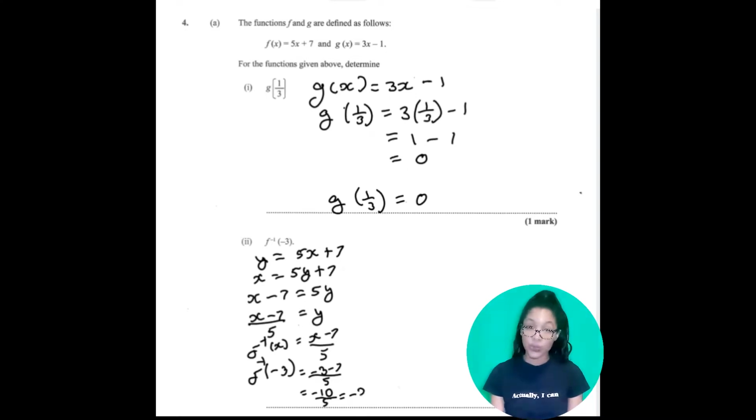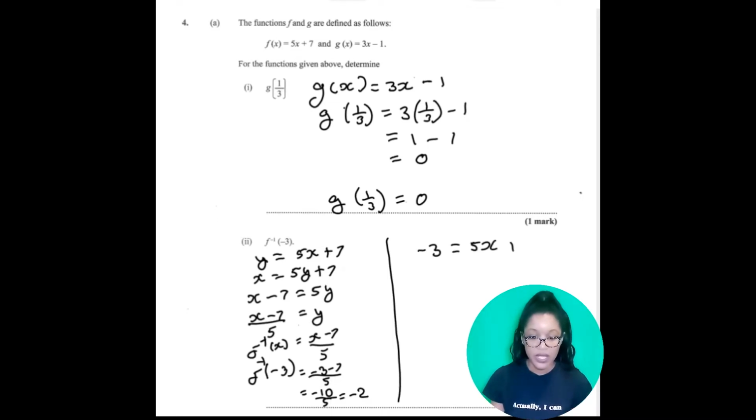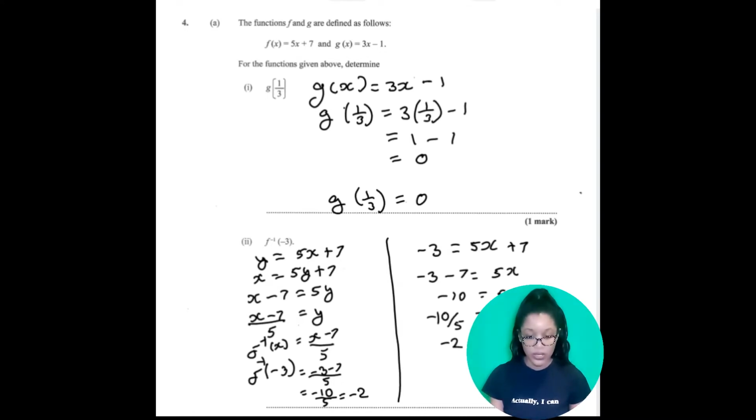There's another way to do this. We just put -3 equal to f of x, so we put the function equal to -3. So 5x plus 7 equal to -3. Make x the subject of the formula, so you get -3 minus 7, which is -10, equal to 5x, and we divide by 5. So -10 divided by 5 is equal to -2. So x is equal to -2. So either way you work this out, you will get the answer, and it's correct.